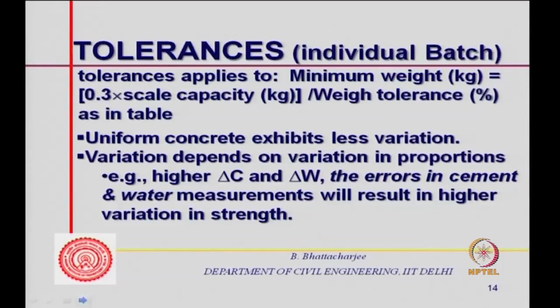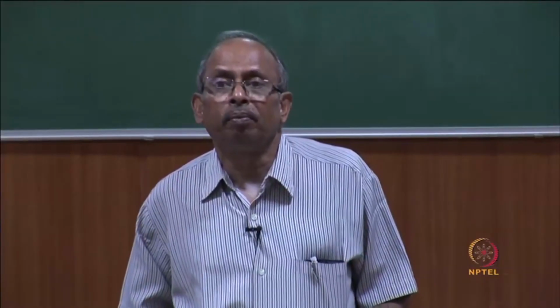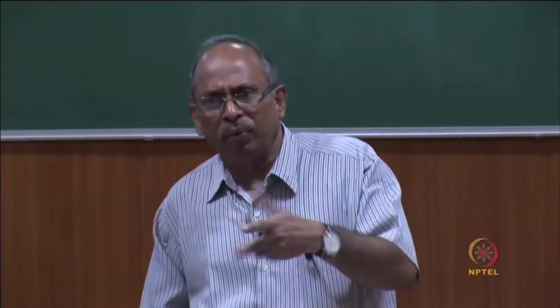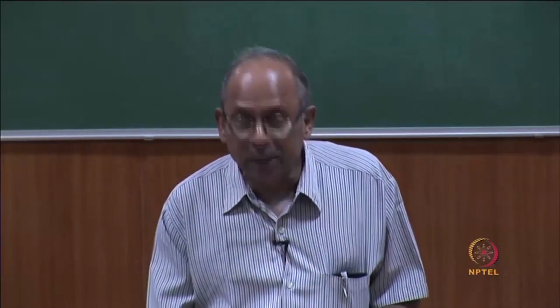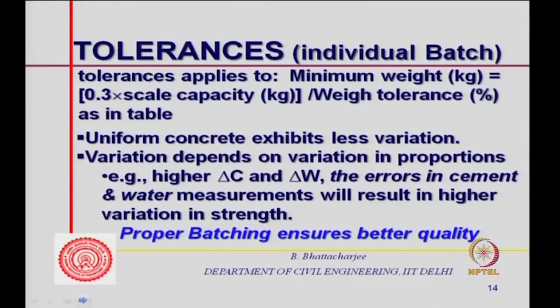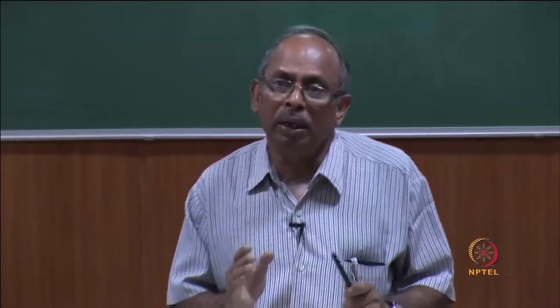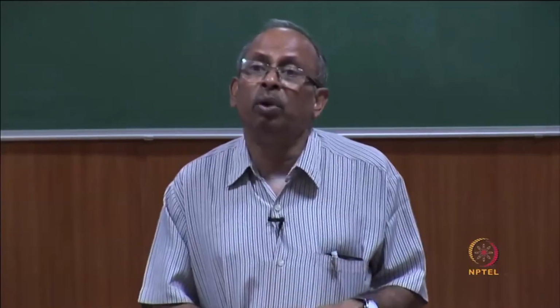For example, delta C is the error in cement measurement and delta W the error in water measurement. All right. This will result in higher strength variation, because we know strength is a function of water to cement ratio. I am talking of ordinary Portland cement concrete for the purpose of understanding and explanation. So, with proper batching, if I have less delta C and less delta W, I will have more uniform concrete, less variation in strength, better quality. Quality means less variation. Okay. So, proper batching ensures better quality. Quality should be less variation, strength should not vary.